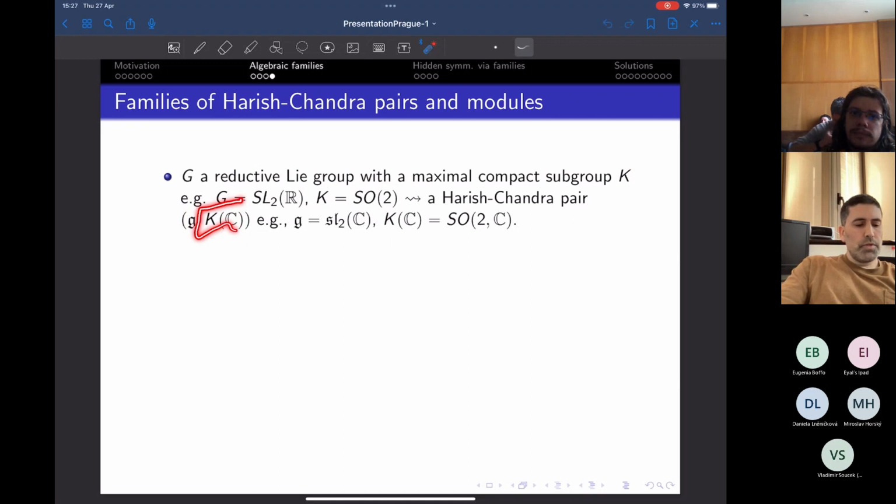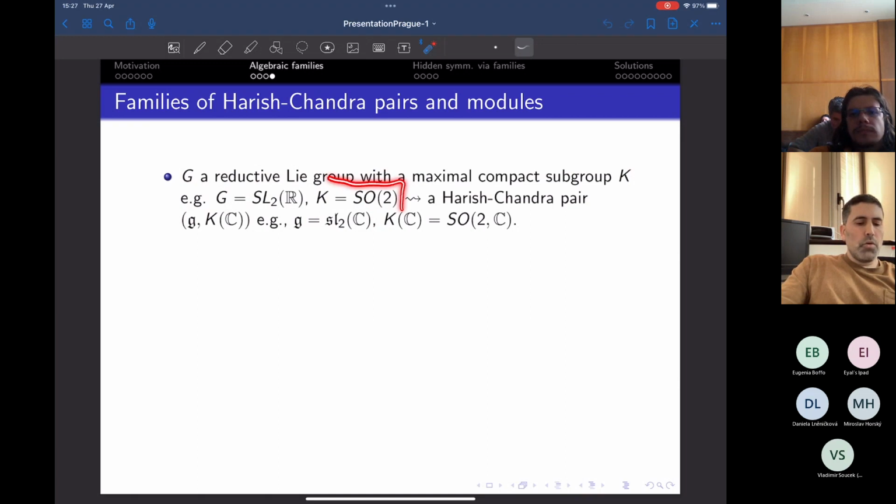In our case, it would be a complex reductive algebraic group. What do we do in this case when we start with this reductive Lie group? We take the Lie algebra of our real group, which is SL2R, we complexify it, and we get SL2C, traced to 2 by 2 complex matrices.